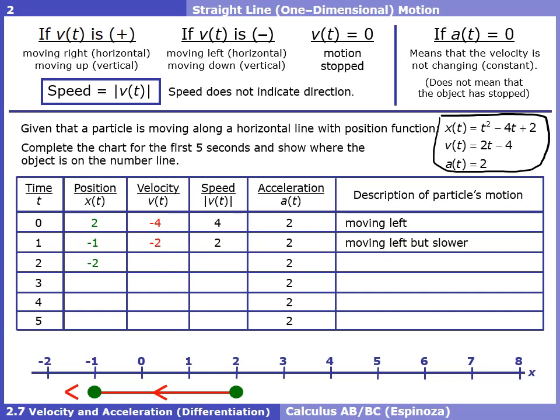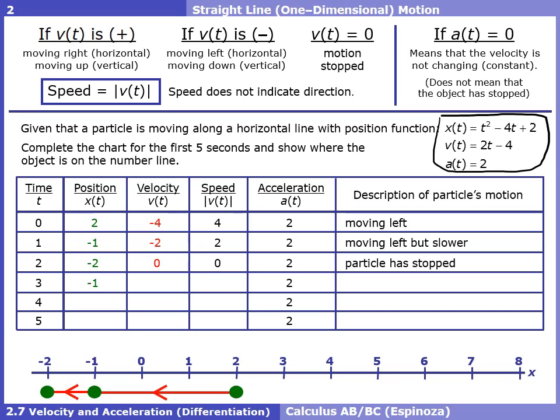At time 2, our position is -2, which makes sense. We were moving to the left, so our next point should be to the left. Our velocity in this case is 0 now, which means our speed is 0. So how can we describe the particle's motion here? Well, if velocity is 0, the particle has stopped.